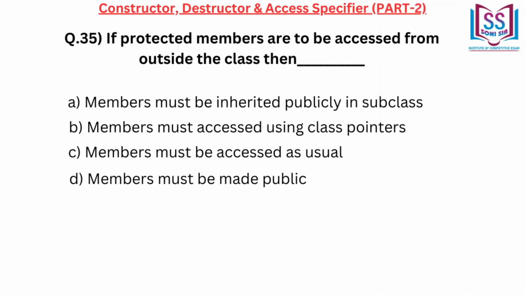If protected members are to be accessed from outside the class, then dash. A. Members must be inherited publicly in subclass. B. Members must be accessed using class pointers. C. Members must be accessed as usual. D. Members must be made public. Correct answer D. Members must be made public.